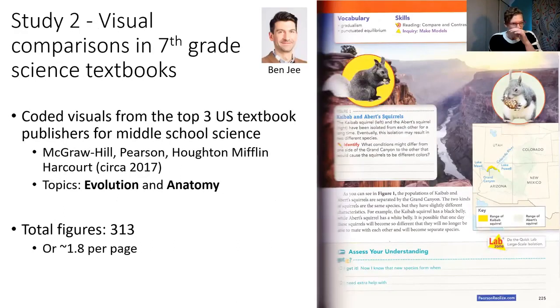To answer those questions, we did a second study coding the visuals from 3 popular middle school science textbooks, particularly topics of evolution and anatomy. This was led by Benji. This comprised a total of 313 figures, which averaged about 1.8 per page. So these textbooks are really figure heavy. Here's a sample page to give you a sense of just how dominant the visual figures are in these textbooks for middle schoolers. A lot of images and very little text on a given page is very common.